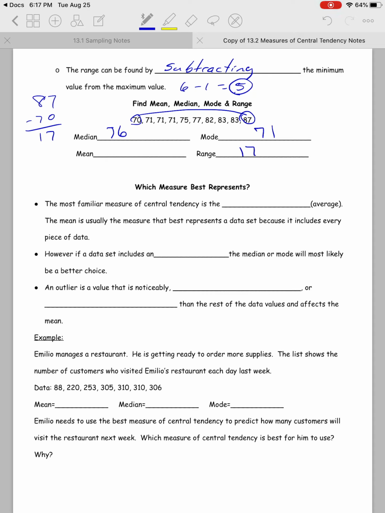Now let's look at the mean. I saved the big one for last because we need to do some calculations. What we have to do is add up all of our numbers. So 70 plus 71 plus 71 plus 71 plus 75 plus 77 plus 82 plus 83 plus 83 plus 87. Now that gives us 770. How many numbers did we have? We had 10. So divide by 10. And your mean, or your average, is 77.